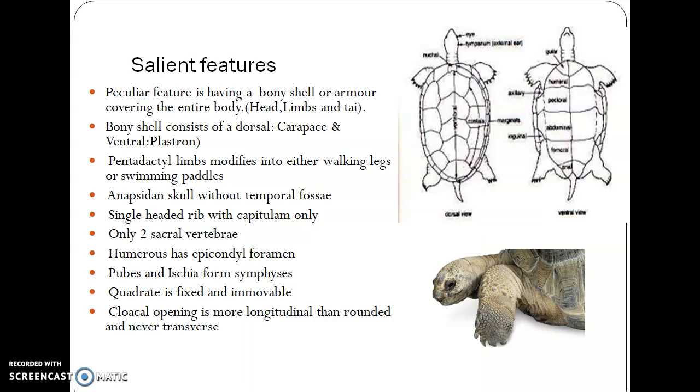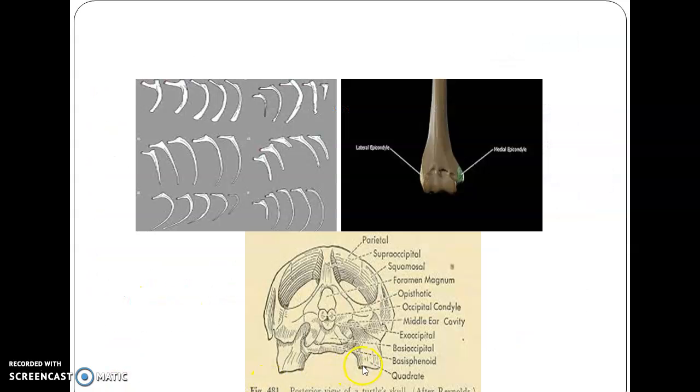Then comes pubis and ischia. We know that the pubis as well as the ischia are part of the pelvic girdle. So these two bones are united together and form a compound structure that is called the symphysis. Then the quadrate bone. We know that it is one of the bones generally concerned with supporting the jaw. So this quadrate bone is actually immovable in nature.